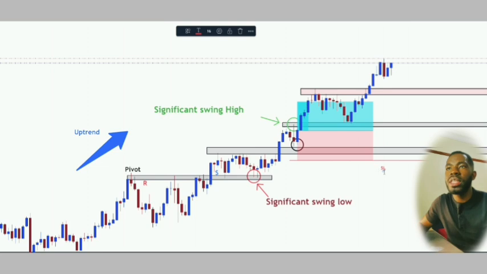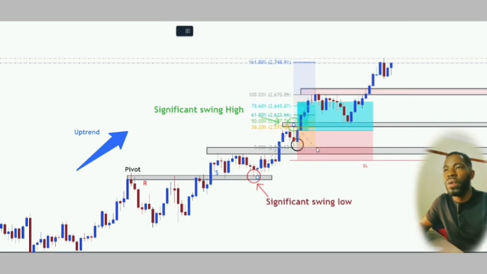Now we want to know where price is headed next, so we can set our take profit. So we take our Fibonacci extension tool this time, and we drag it from the significant swing low to the significant swing high here. Then we return down to where the price bounced off at the 50% Fibonacci retracement, where we bought. And then we drag our tool to the right.